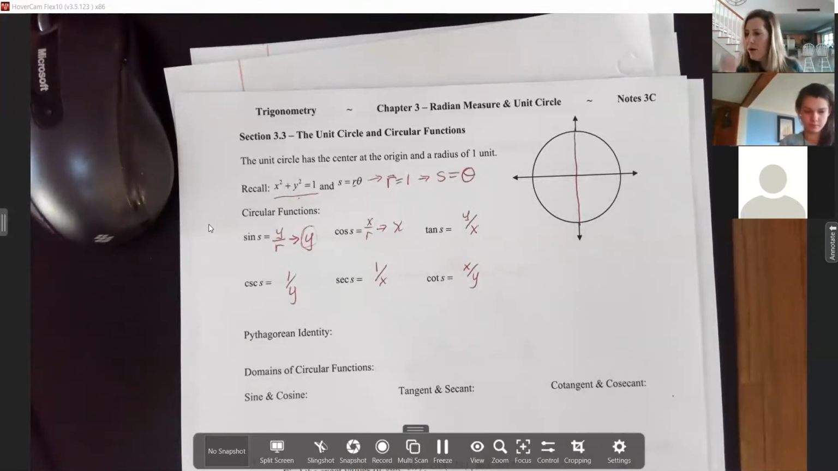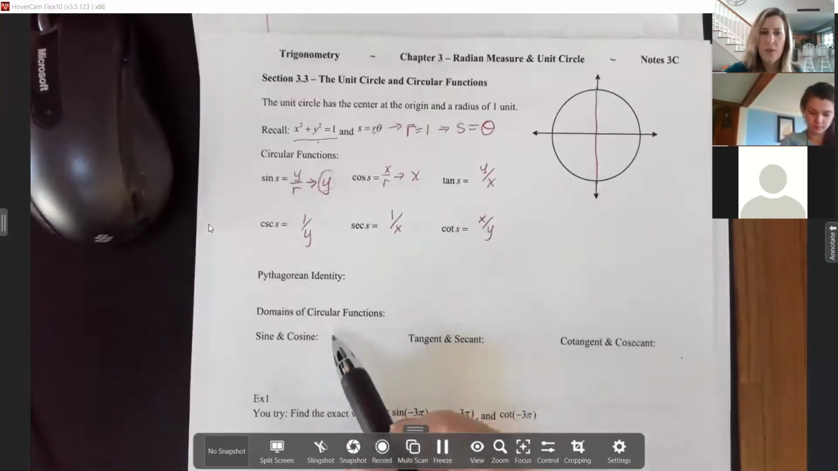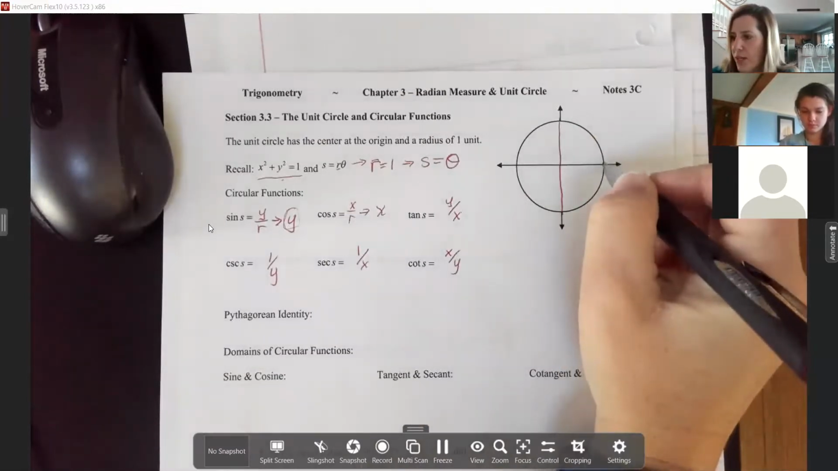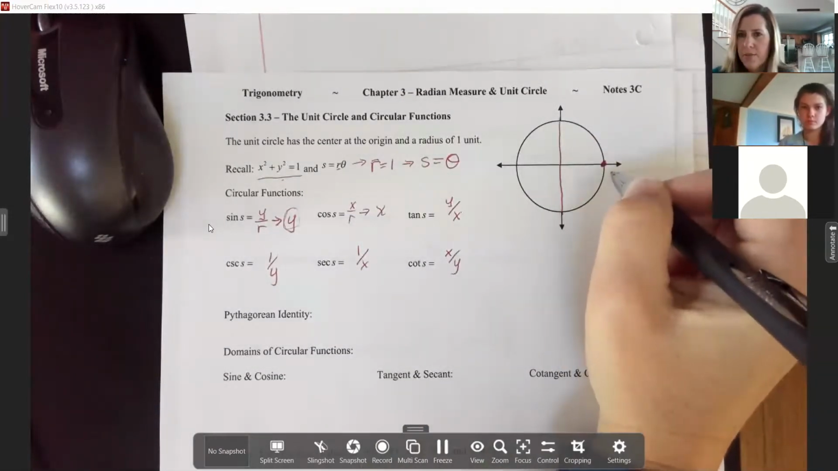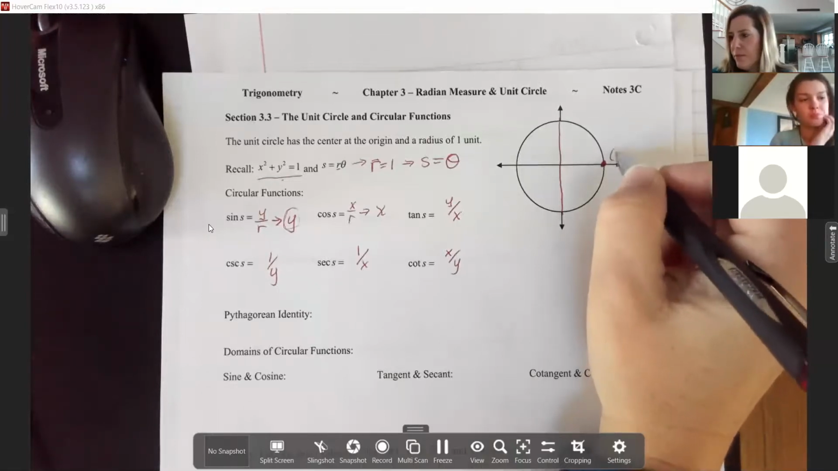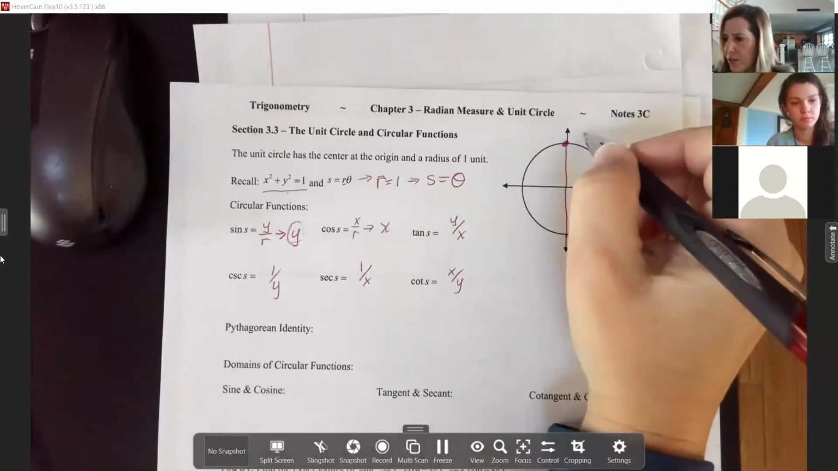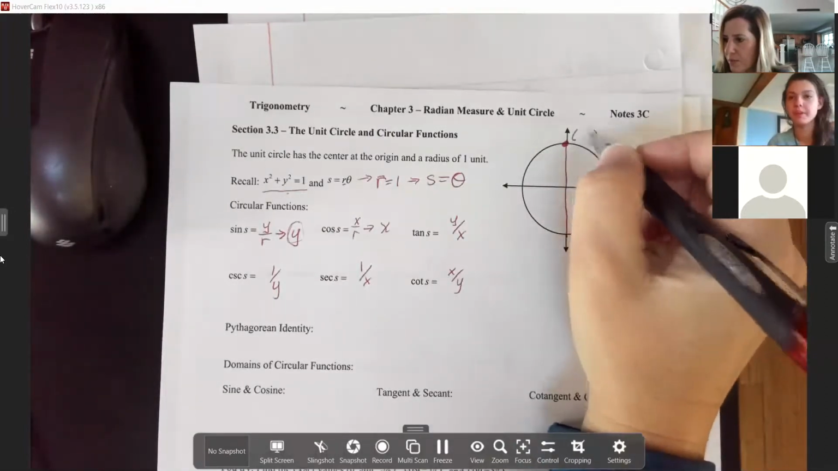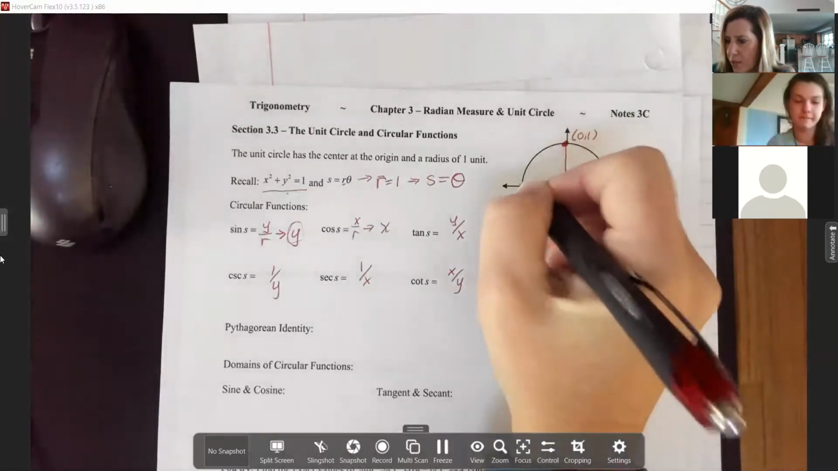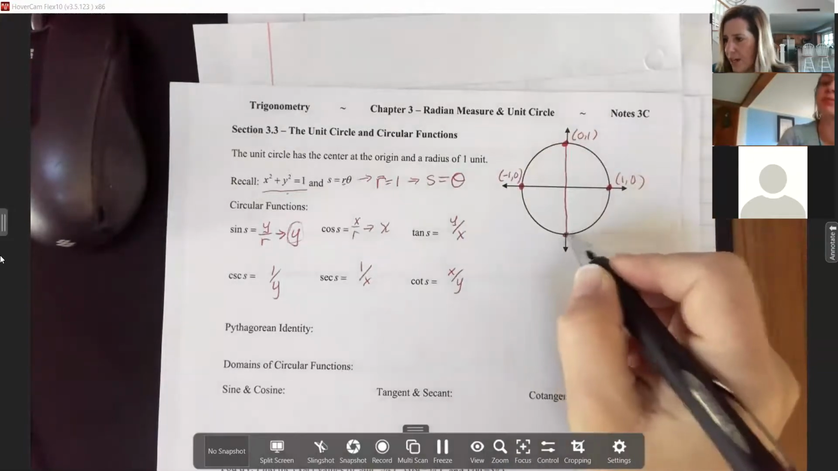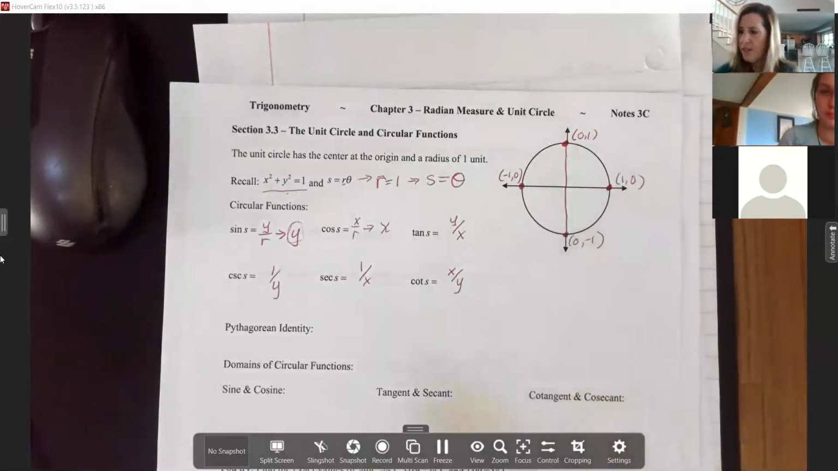All right, so did you guys follow the domain and range of these circular functions? So I just want to point out on this unit circle with a radius of 1, what would this point be? 1, 0. Up there at 90 degrees, 0, 1. At 180, negative 1, 0, right? And then 0, negative 1 there.